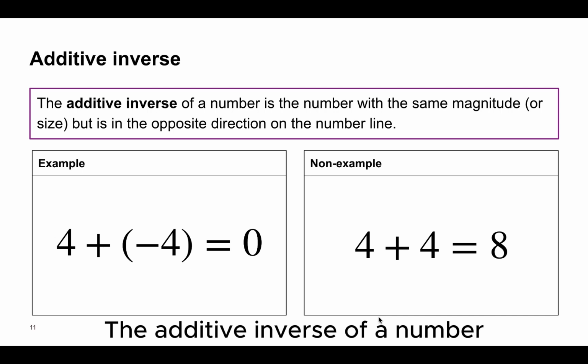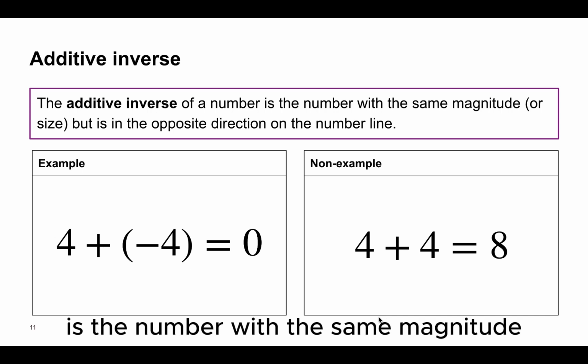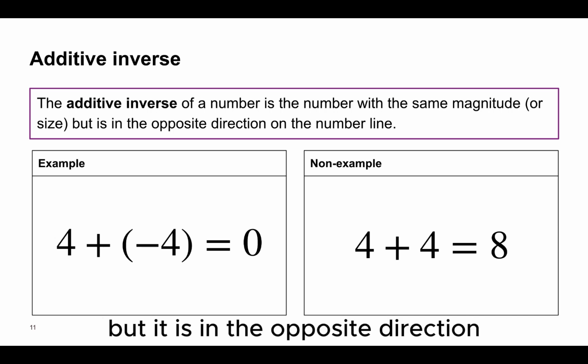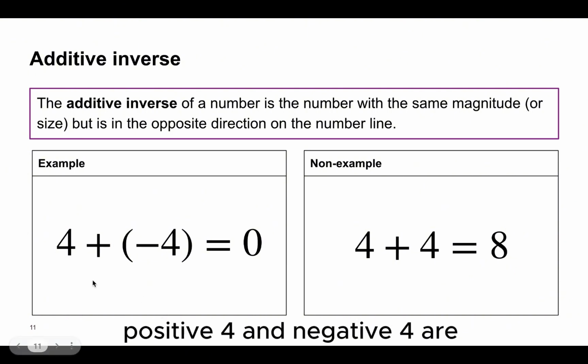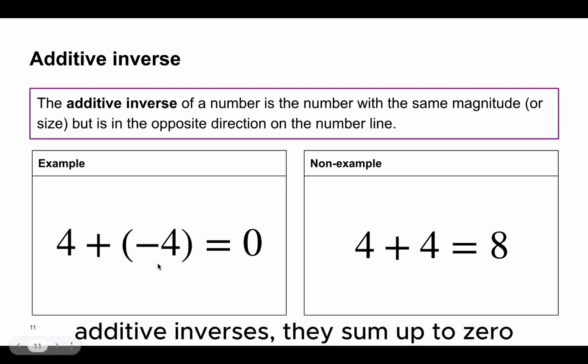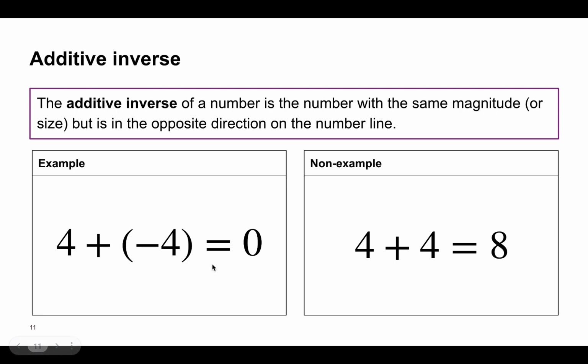The additive inverse of a number is the number with the same magnitude, but in the opposite direction on the number line. For example, positive 4 and negative 4 are additive inverses. They sum up to 0.